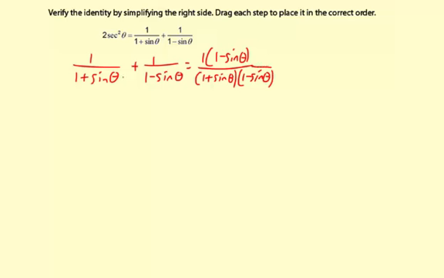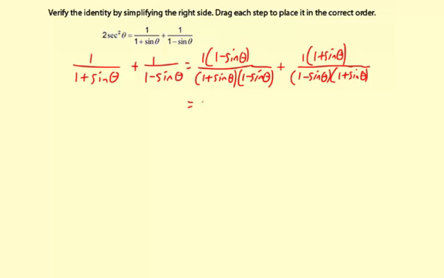Okay, so that's what you're seeing here. This first expression, 1 over 1 plus sine of theta, I multiplied the numerator and denominator by 1 minus sine of theta. And then plus, and we're going to multiply by 1 plus sine of theta for the other fraction. Okay, and now we're going to go ahead and simplify.